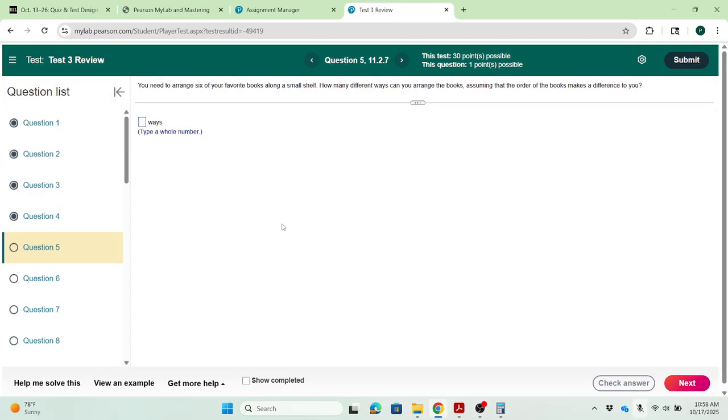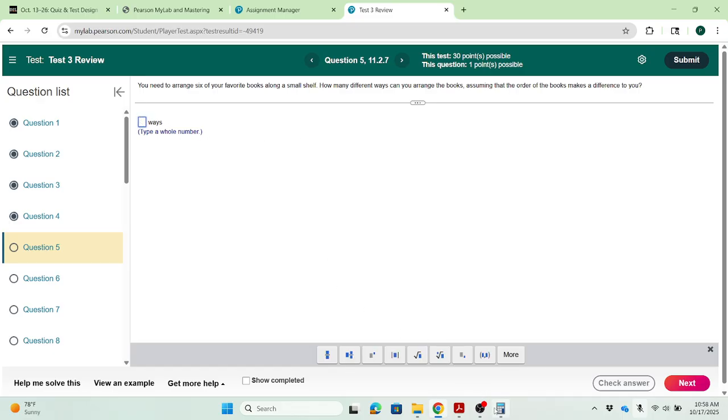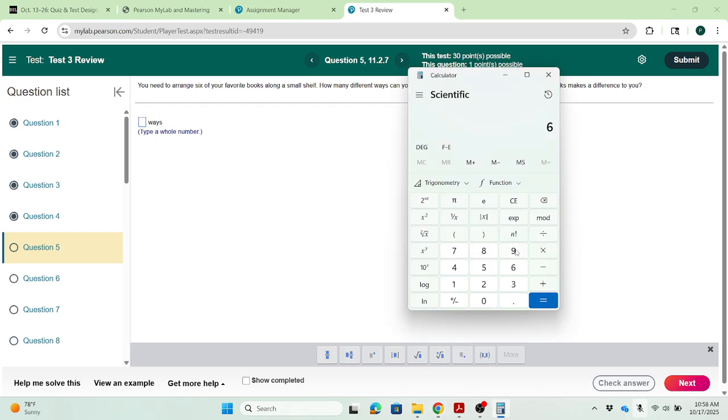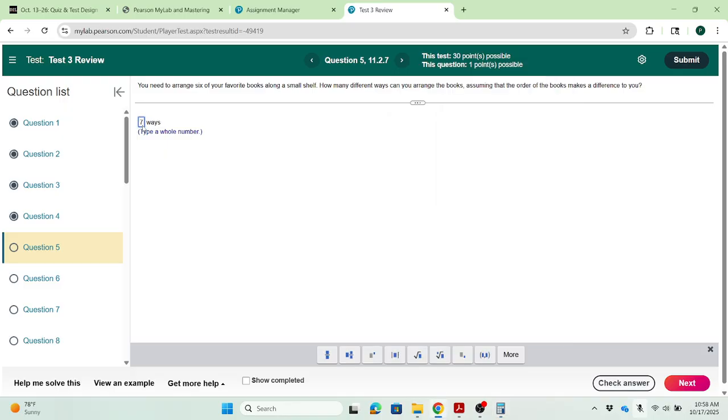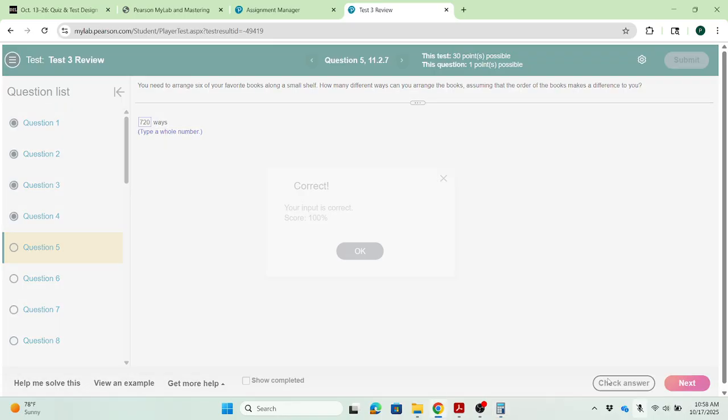You need to arrange 6 of your favorite books along a small shelf. How many different ways? 6 different books. So 6 factorial ways, which is 6 times 5 times 4 times 3 times 2 times 1. 6 factorial means 720.